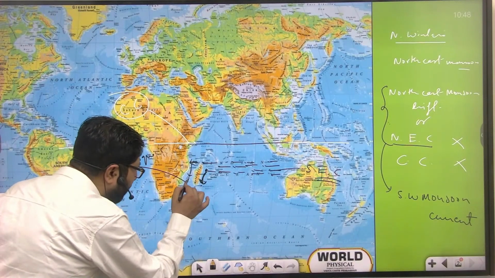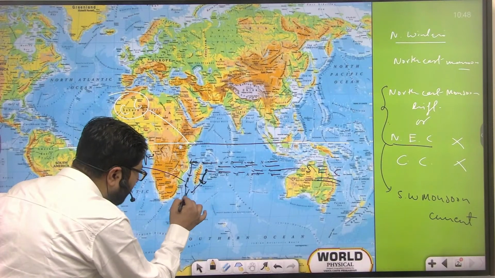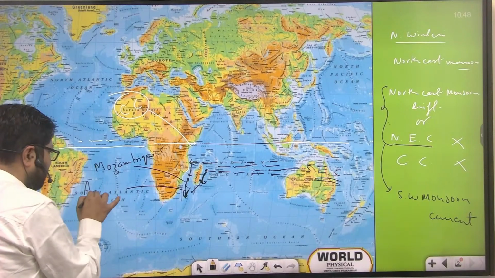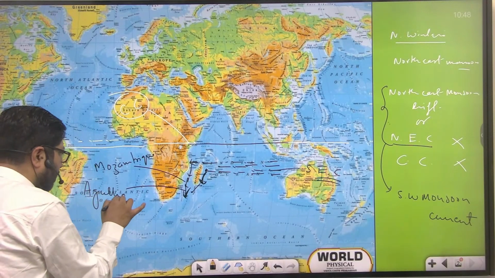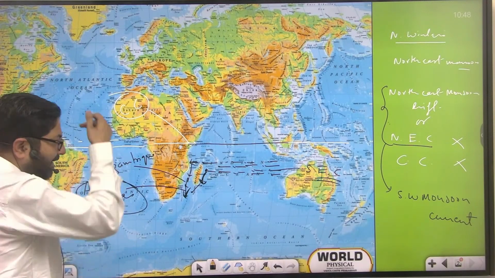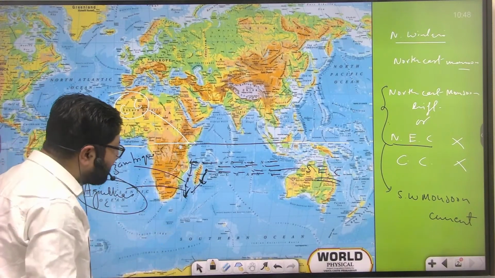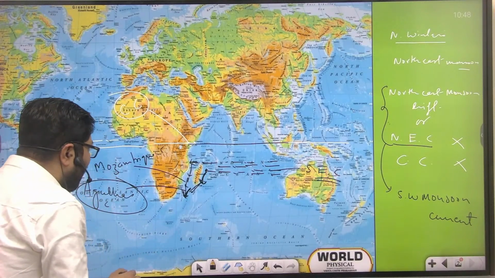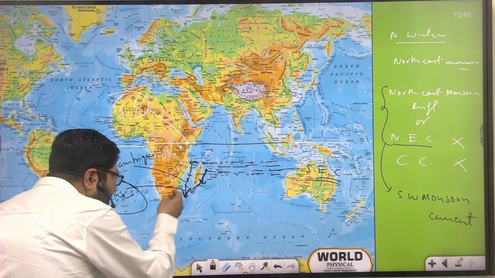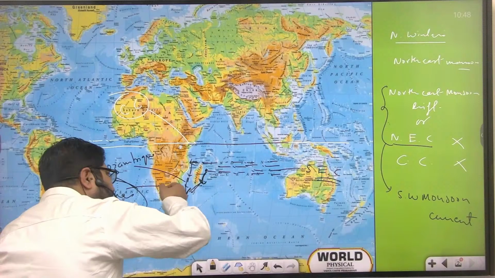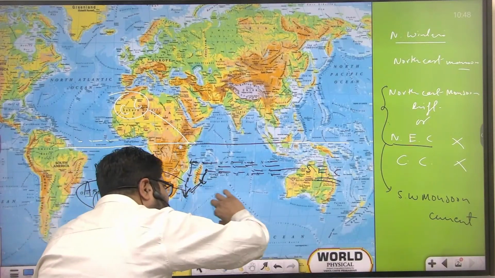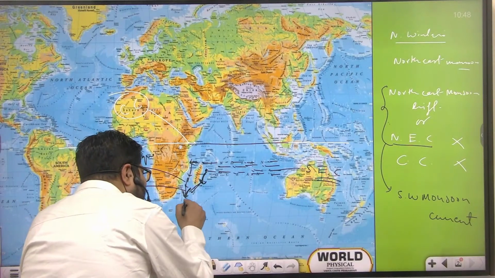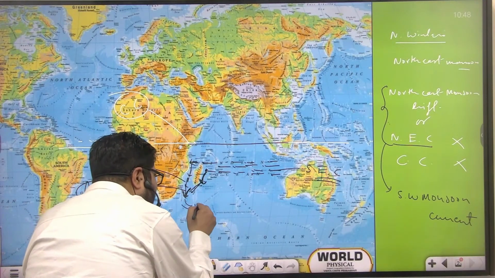They join together and form the Agulhas current. Agulhas is the most widely studied current of the Indian Ocean. These two join to form the Agulhas current. Now, by the time it reaches the Durban coast, it comes under the influence of westerlies. As a result, it takes an eastward turn.